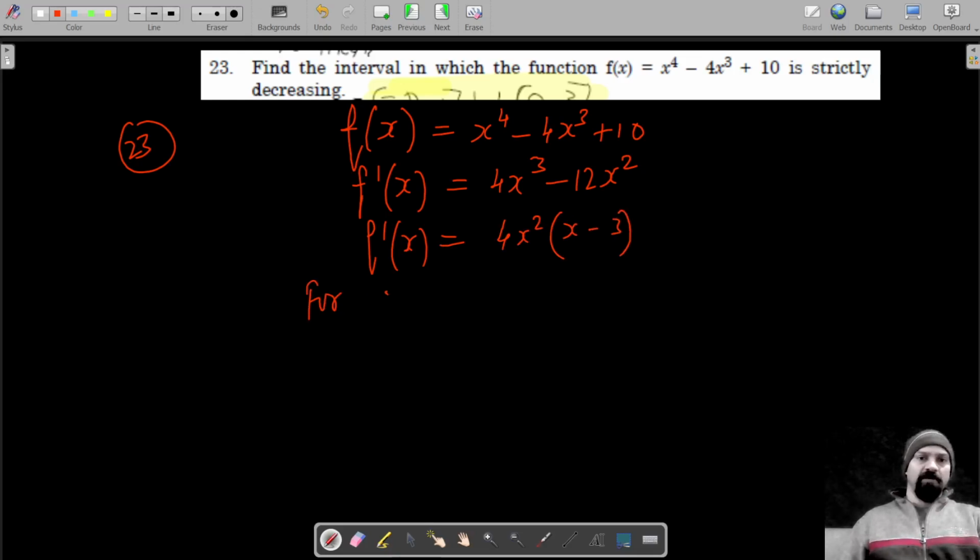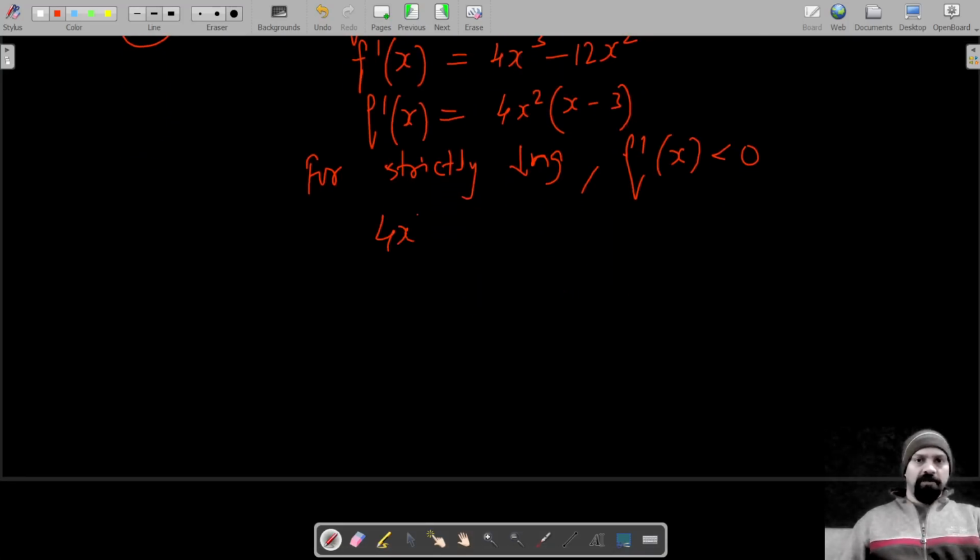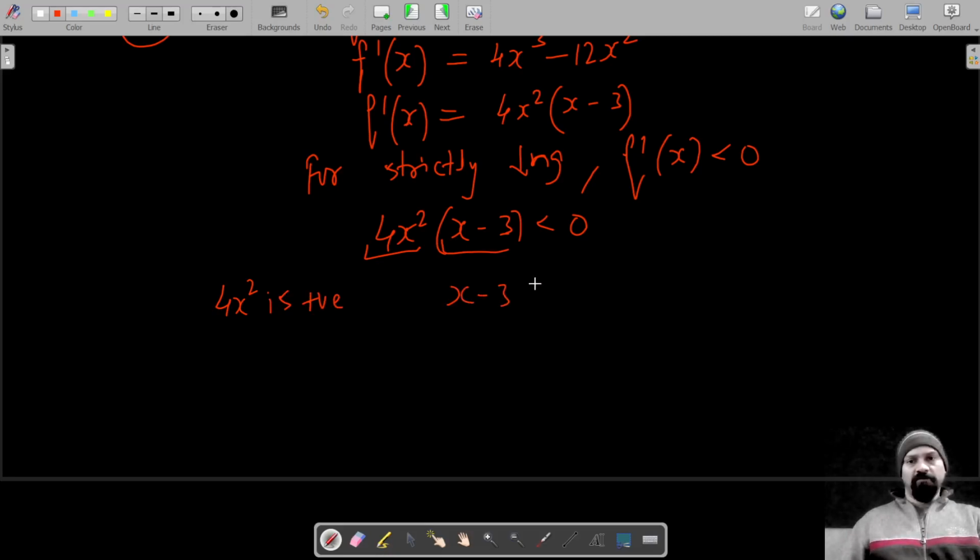Now, for strictly decreasing, f dash x should be less than 0. And f dash x is 4x squared (x minus 3). This should be less than 0. Now 4x squared cannot be less than 0 because x squared is always positive. So 4x squared is positive, which means x minus 3 has to be negative. So x minus 3 is less than 0, which gives us x is less than 3.